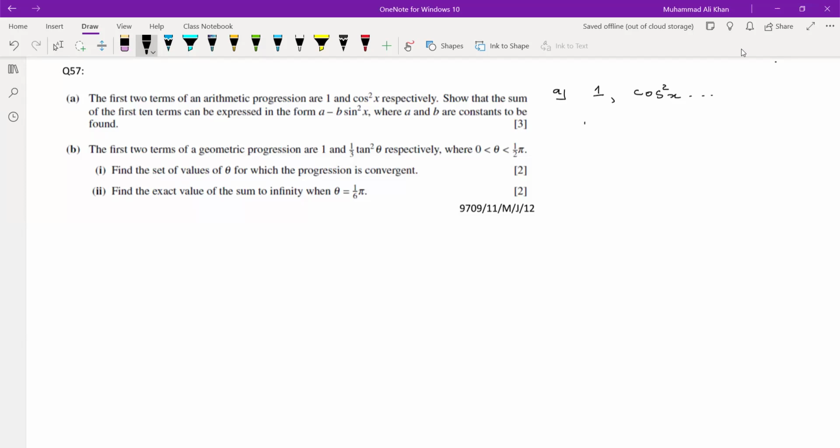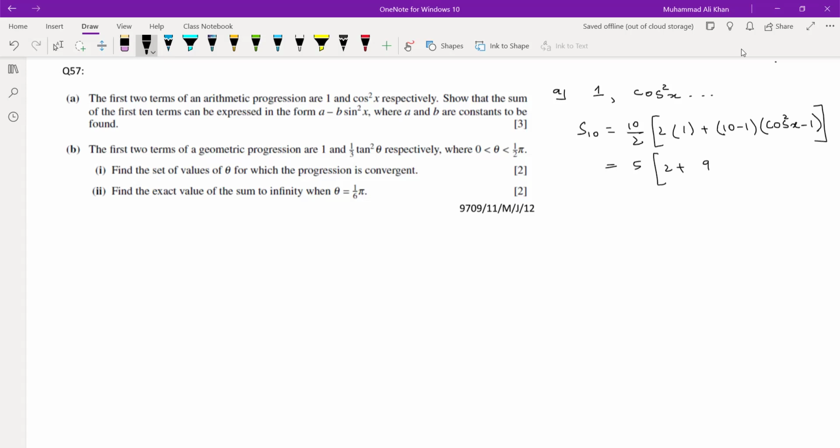The sum formula: S10 equals n by 2 times (2a plus (n minus 1) d). What is a? a is 1. n minus 1 is 10 minus 1. And what is the common difference? Second term minus first term, cos square x minus 1. Any confusion up to here? No. This will be 5. In the bracket we have 2 plus 9 times (cos square x minus 1).